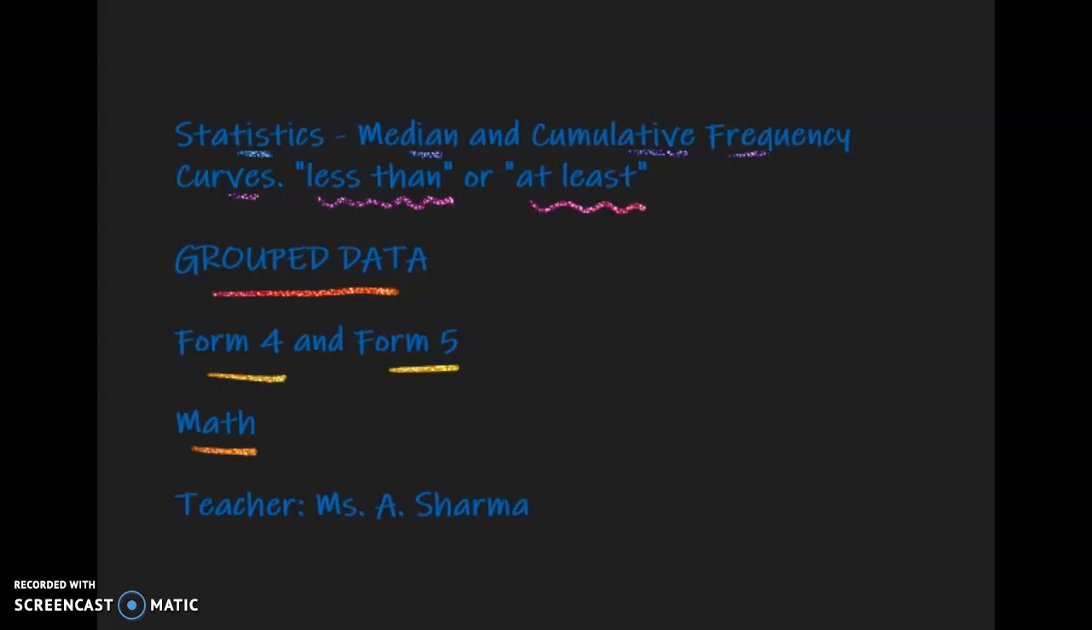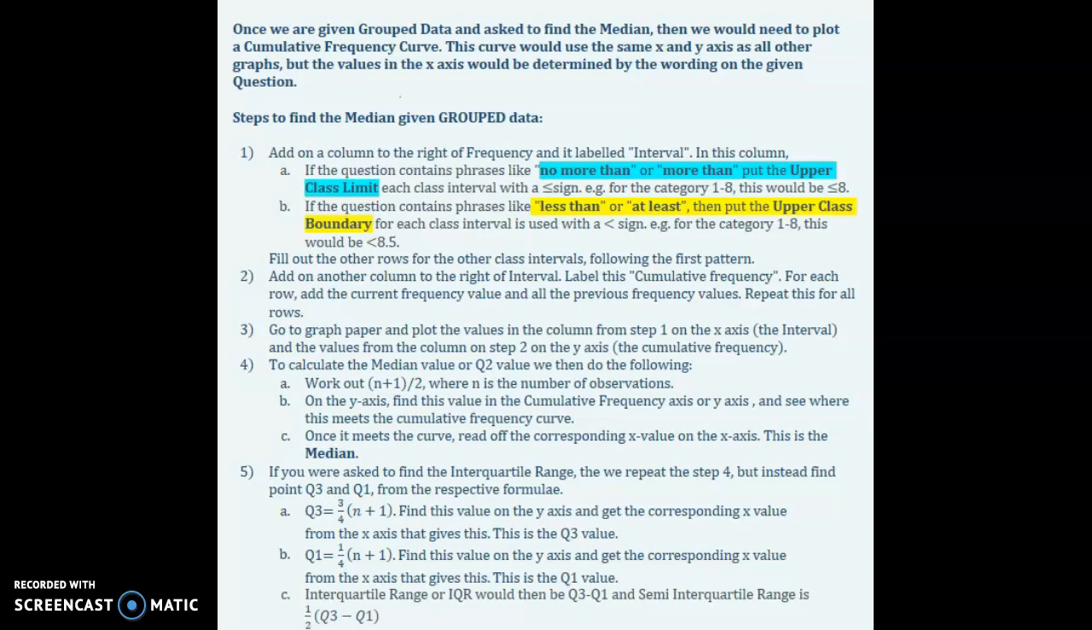So please stay tuned. I have one example to do, but it's very detailed, and I hope that you understand at the end. Now, this is my second video on this, actually part 2 of it. The first one used group data and found the median, but the phrases used in that example were no more than or more than. Whereas in this video, I plan to do one question where I will use the terms less than or at least. So we will see the difference in the two.